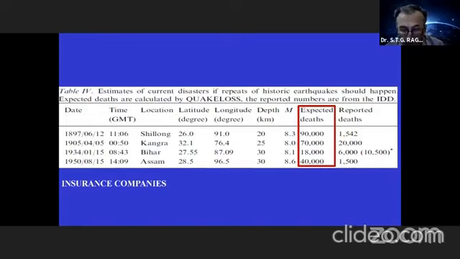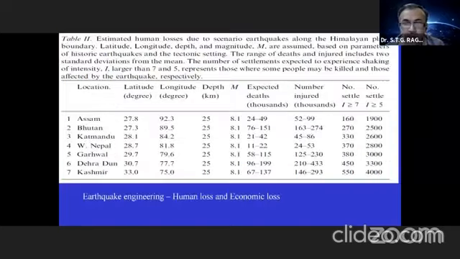Similarly, the insurance companies have also calculated how many deaths are expected, as well as how many people are going to be injured, because medical insurance is there. They say that if there is an earthquake in Assam of magnitude 8.1, the expected deaths will be around 25 to 50,000, and the number of injured people will be somewhere around 50,000 to almost 1 lakh.